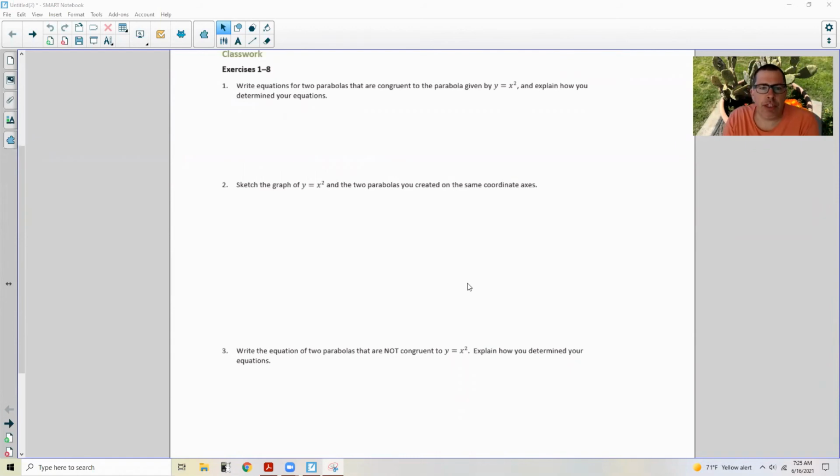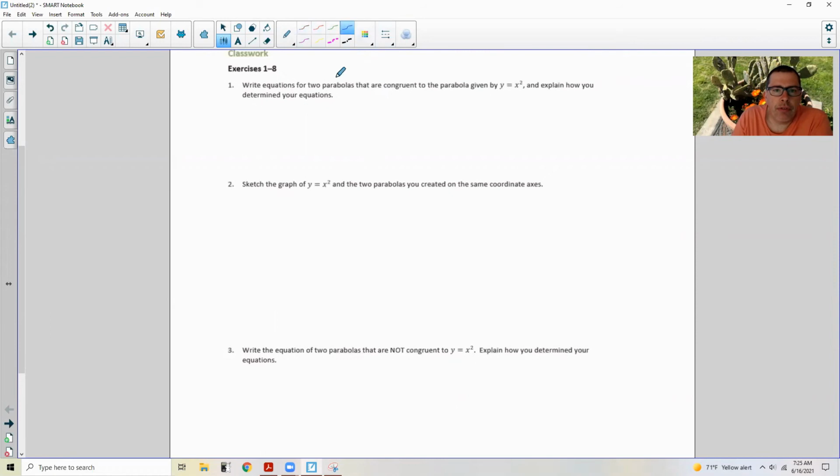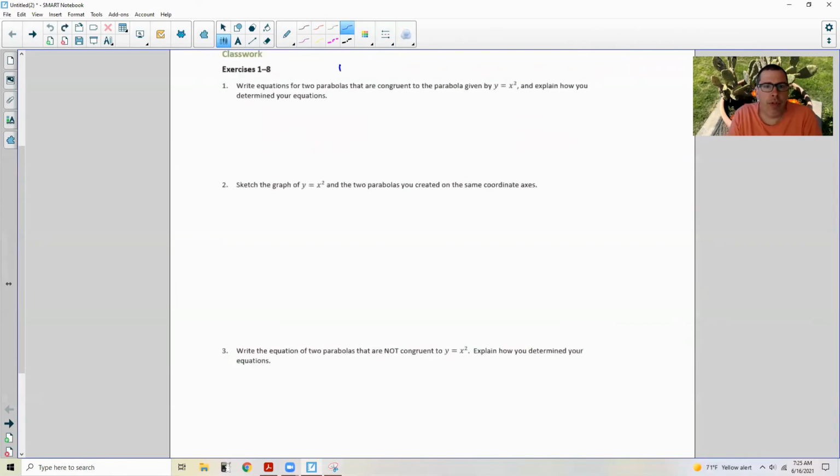So it says write equations for two parabolas that are congruent to the parabola given by y equals x squared. Okay, so y equals x squared. Let me just explain this a little bit. So if we have y equals ax squared plus bx plus c, all right, that's a quadratic equation in standard form.